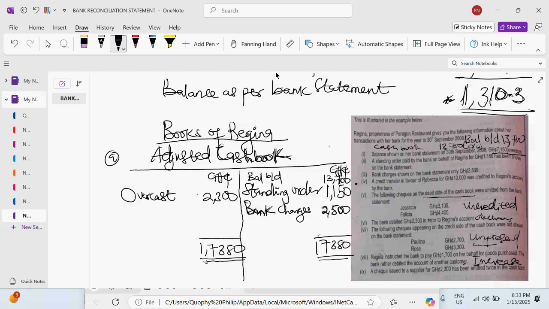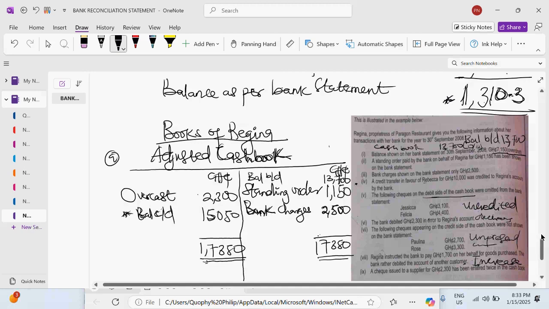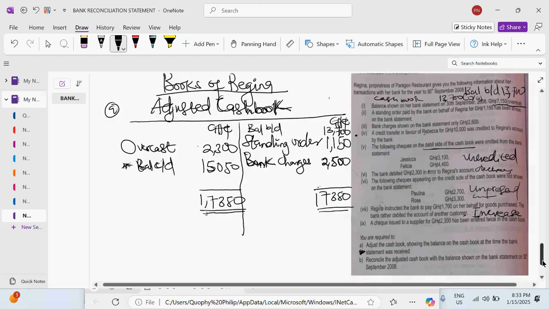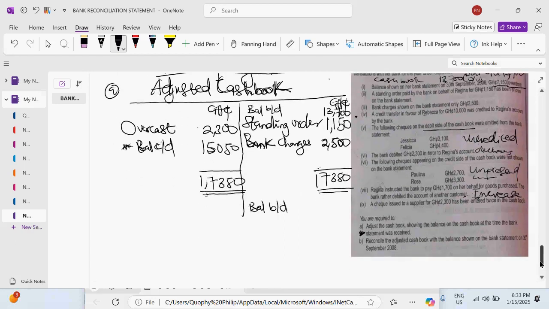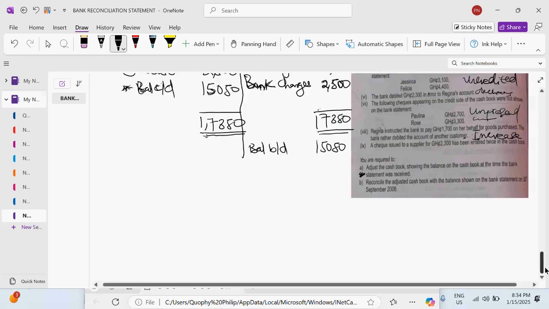Okay. All right. So now, what will be the difference? The difference will go to the debit side, as balance carried down. What is the difference giving us? 15,050. All right. So now we proceed. Then the balance brought down will come here, 15,050. Okay. So now we are done preparing our adjusted cash book.